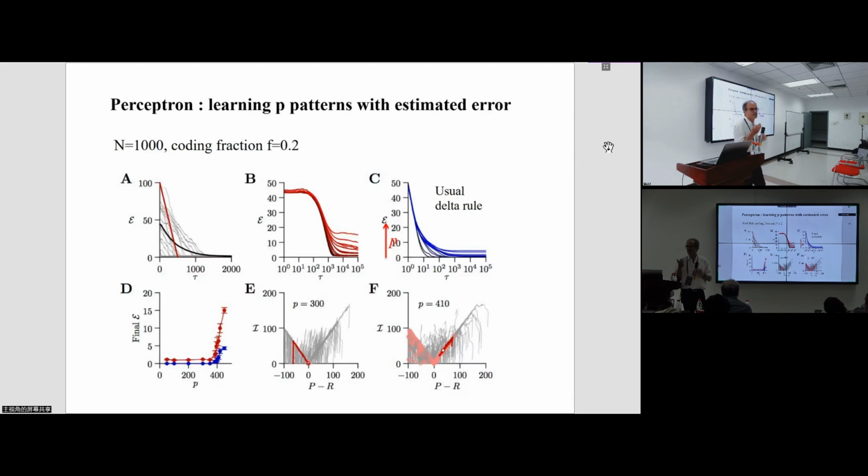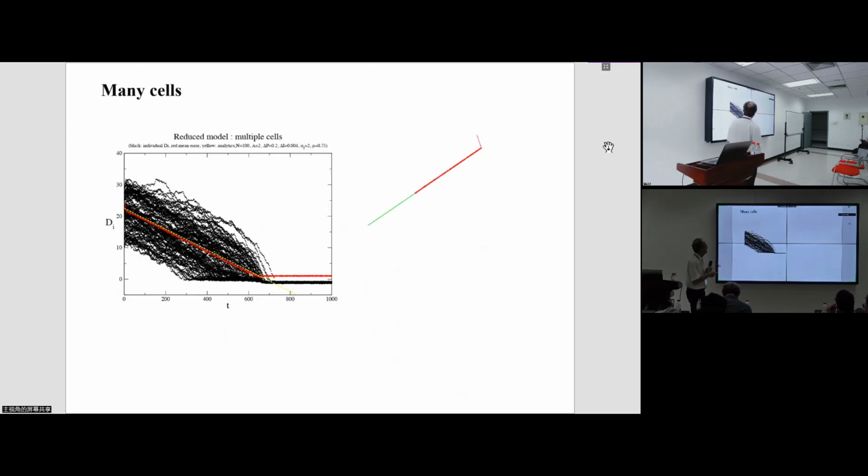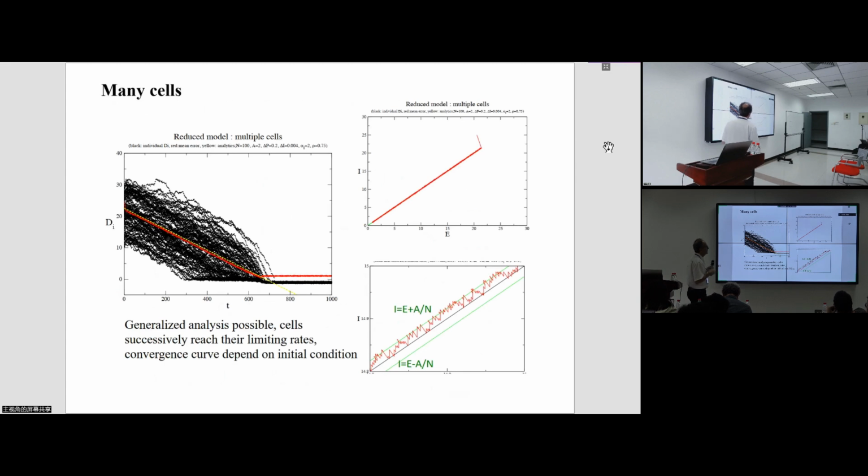Somebody suggested that there could be some improvements. Yes, certainly it would be nice to have some improvement. Okay, you can do it with N cells, as I was saying, and you can do the same kind of analysis for N cells and see that you can converge.